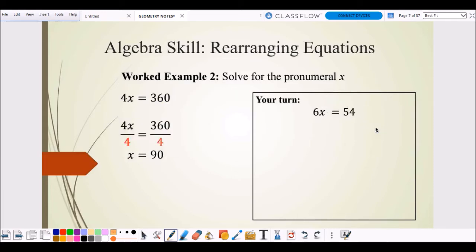Here you have 4x equals 360. Okay, so if you want to isolate that x, you have to get rid of that 4. Now this is a 4 times x. The opposite of times is divide. So what they've done is they've divided the 4. That's gone now, and they've brought it here. So 360 divided by 4 equals 90.